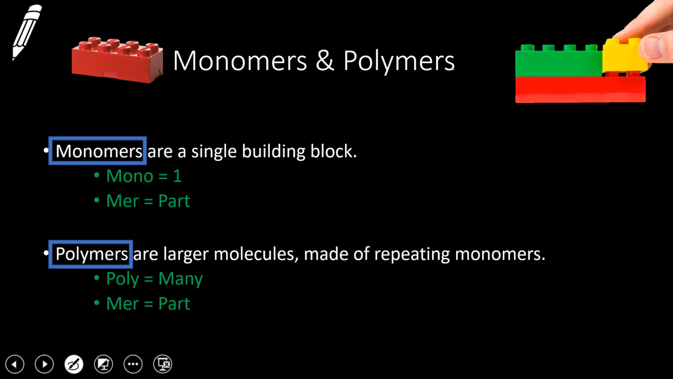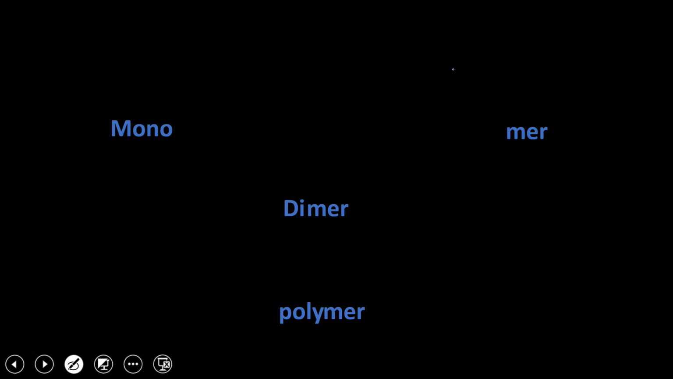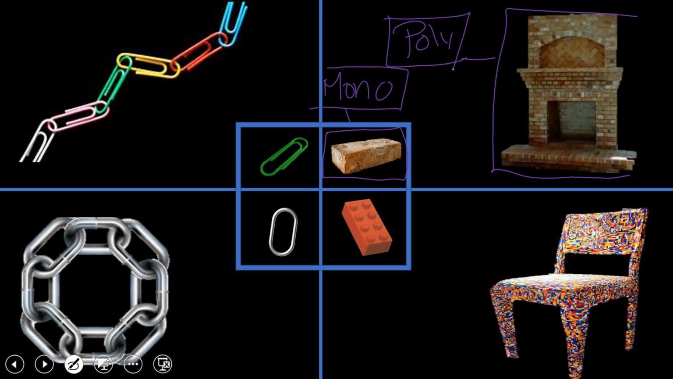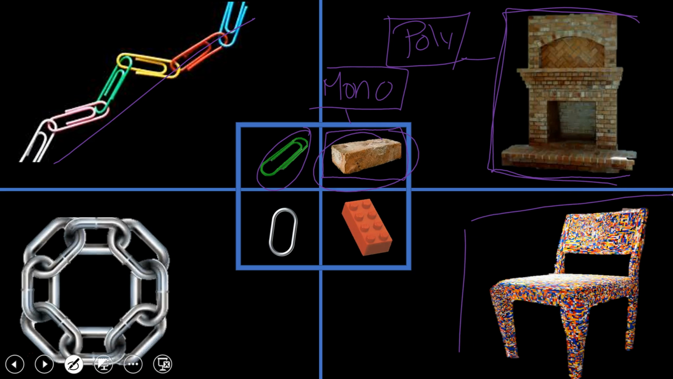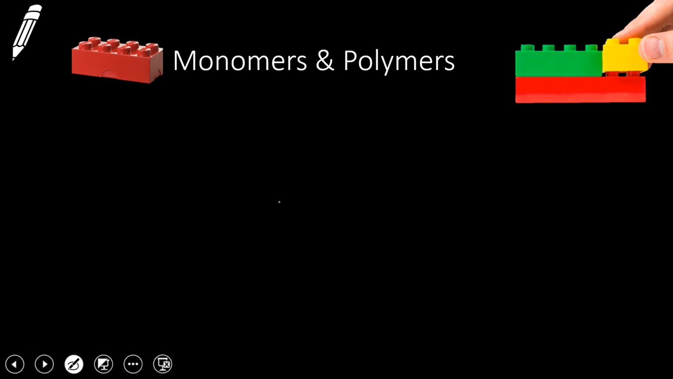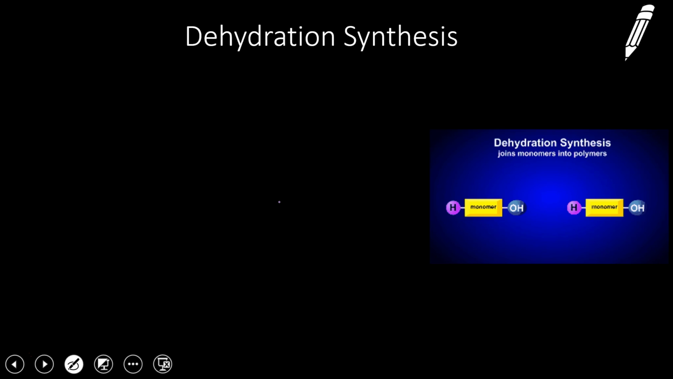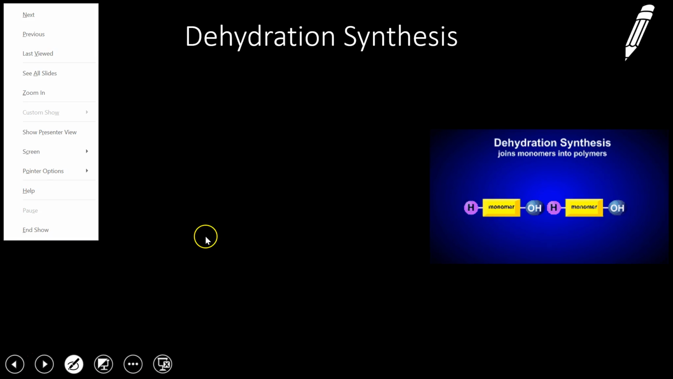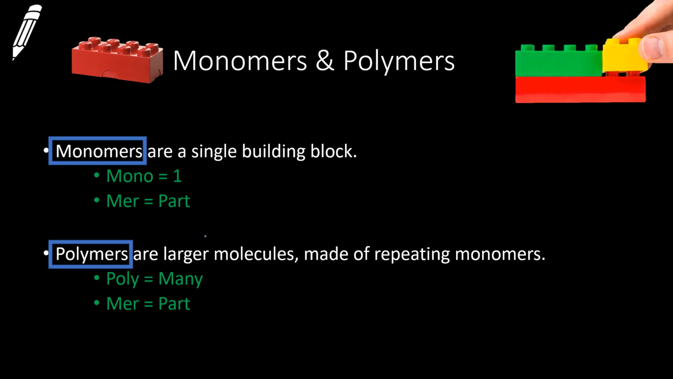Okay? So if I were to go back to these pictures, polymer, it's monomer. Polymer, it's monomer. This Lego chair, polymer, it's monomer. This ring is a polymer. This is its monomer. Okay? Make sure you guys put this on pause, take note of this slide.